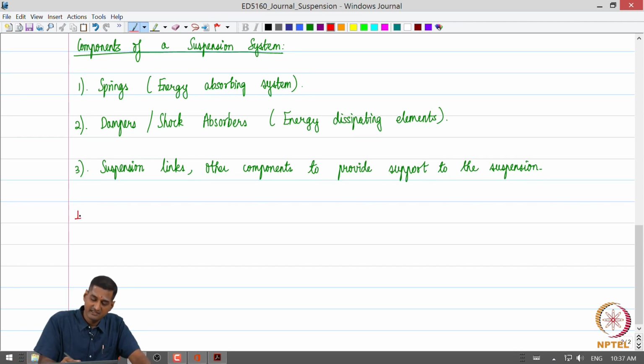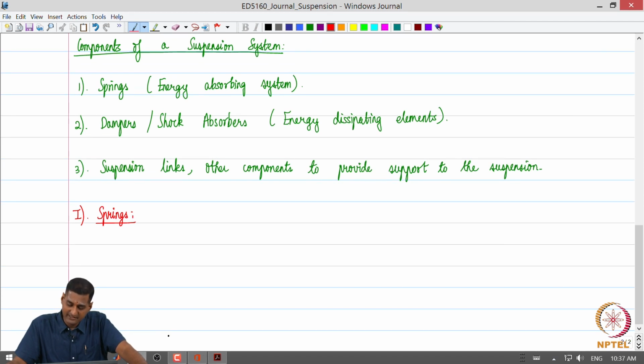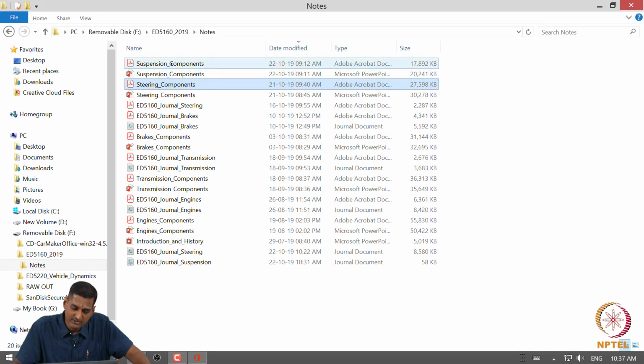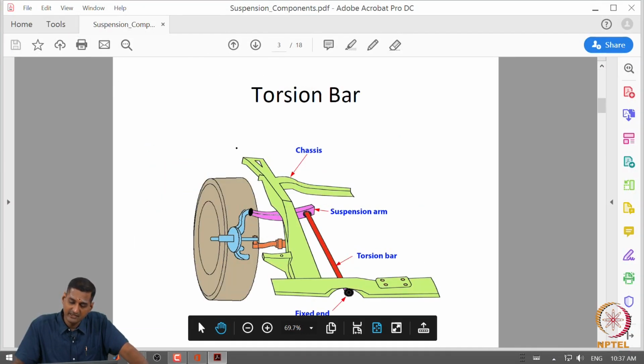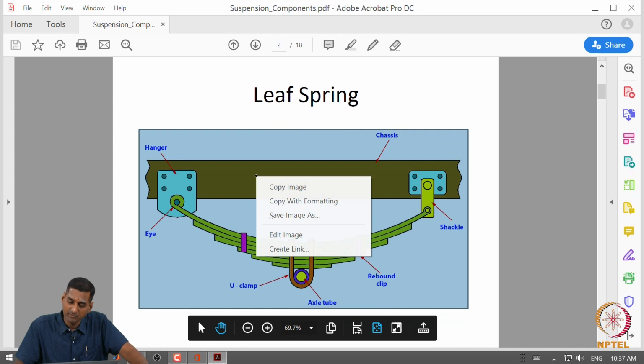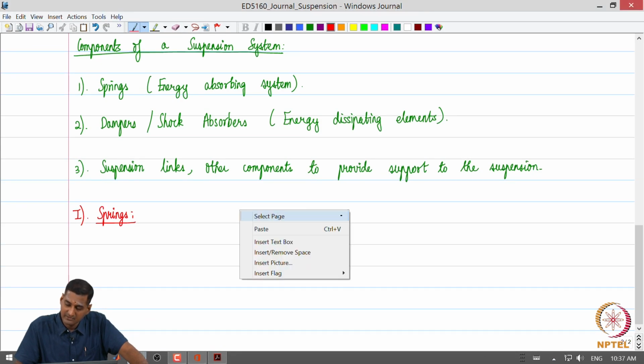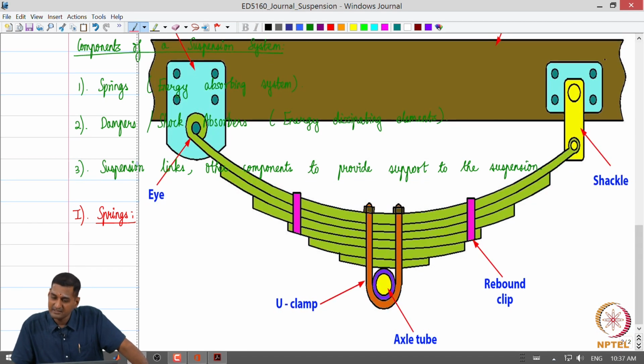So, first let us look at springs, okay, which are energy absorbing elements. So, let us look at different categories of suspension springs. Okay. So, the first type of suspension spring that we are going to consider are what are called leaf springs. So, what are these leaf springs? Okay. So, leaf springs are very popular, they have been around for quite a long time. So, what does a leaf spring do?